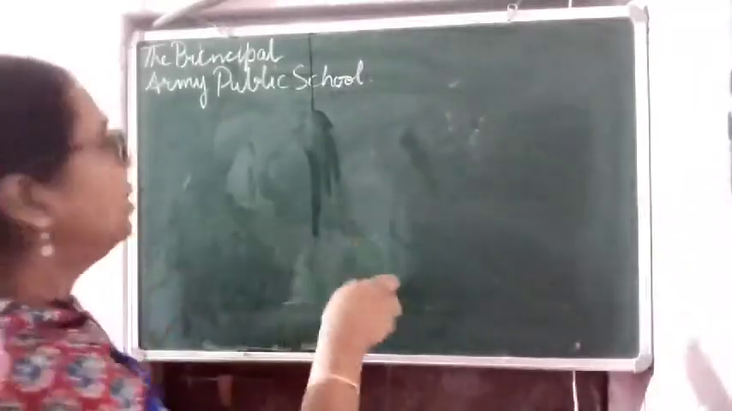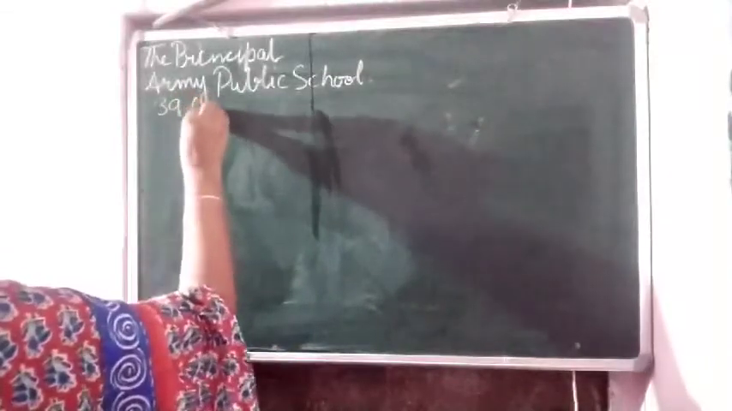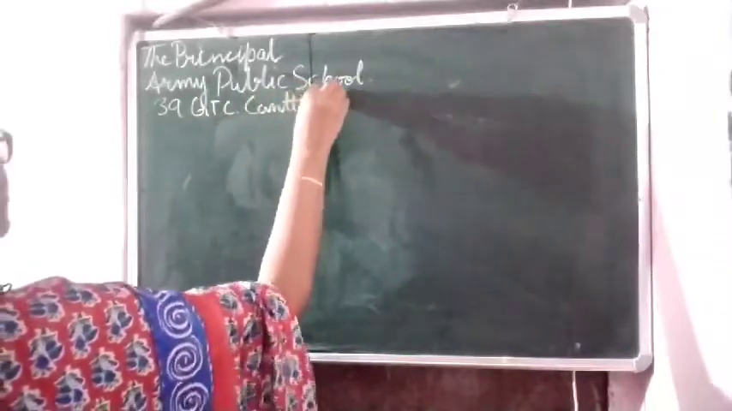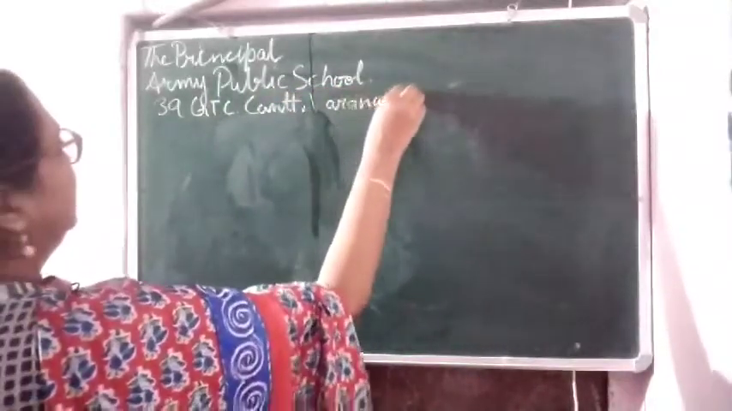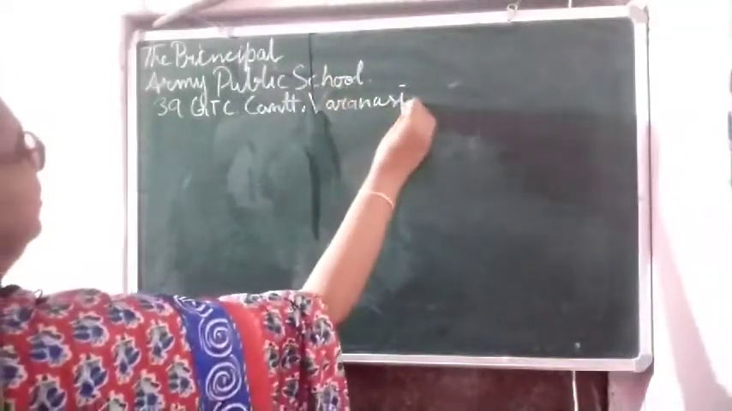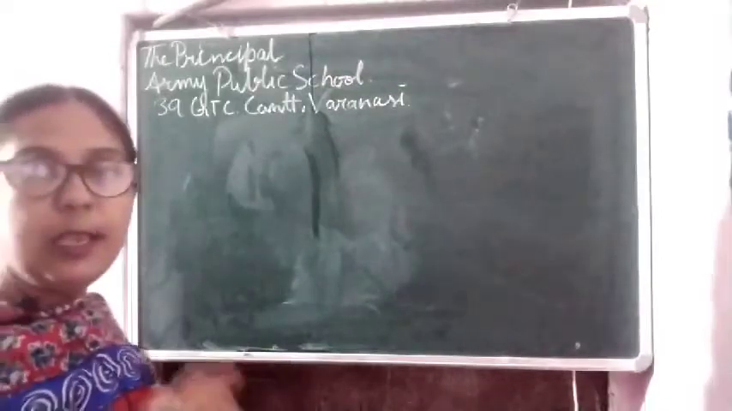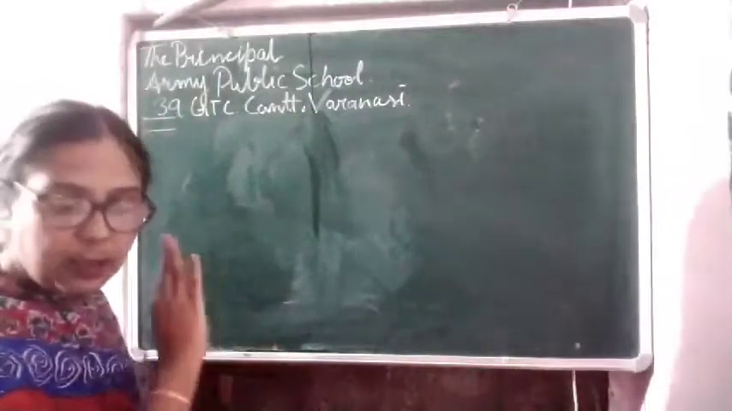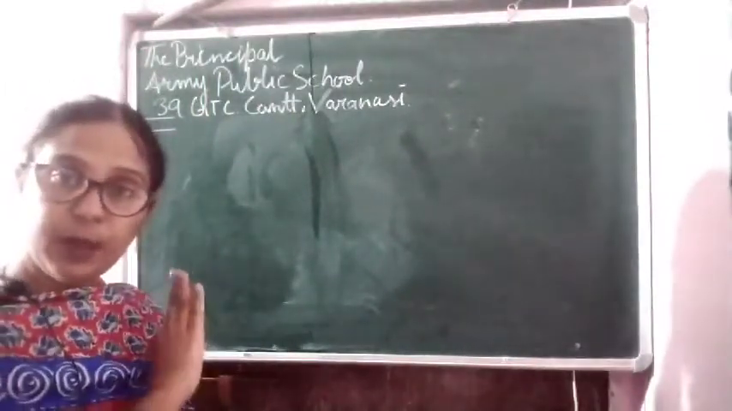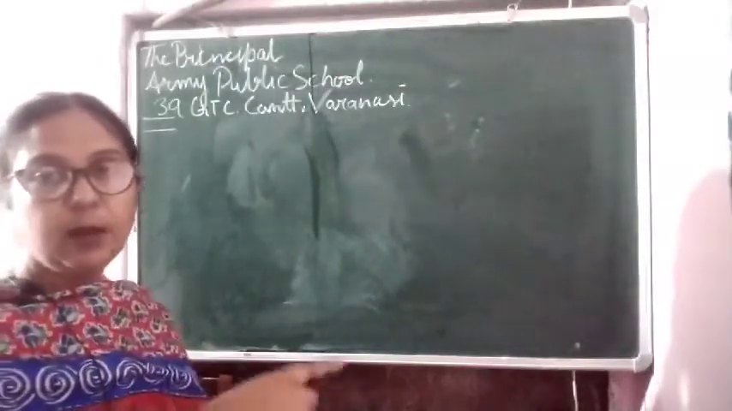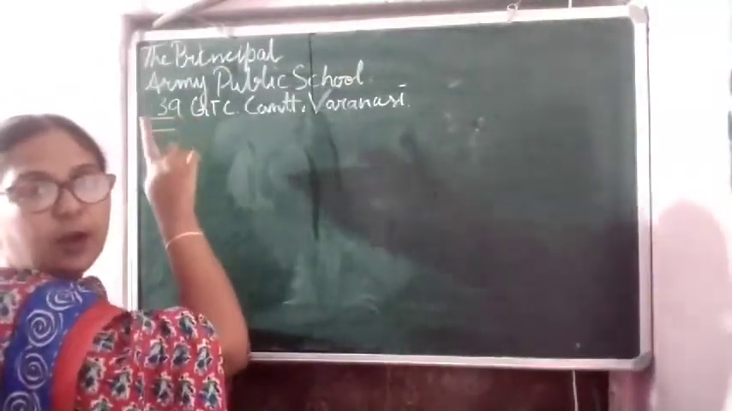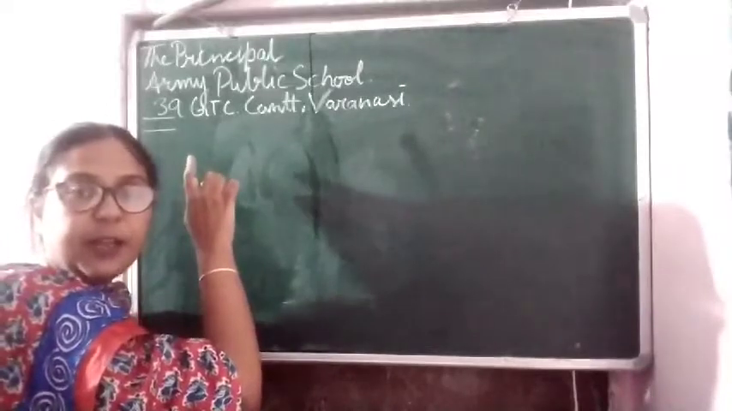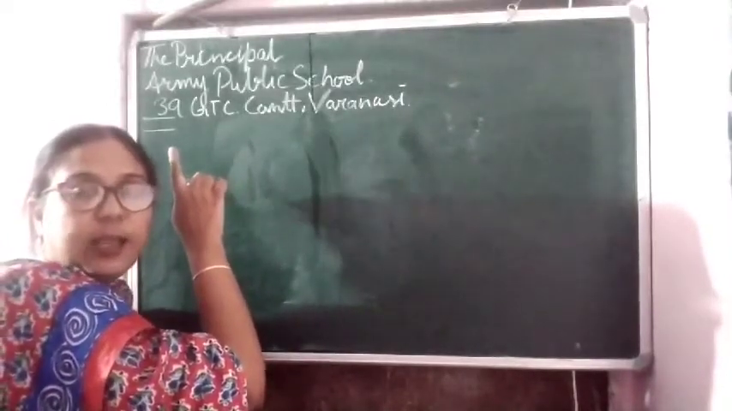So Army Public School, 39 GTC, Kent, Varanasi. So this we have to write. And after that, what we will do? Leave one line. All the writing will start from the left corner. So always remember, the recipient address should be at the left corner of the page. So at the top of the left corner you will write the recipient address, and then leave one line.